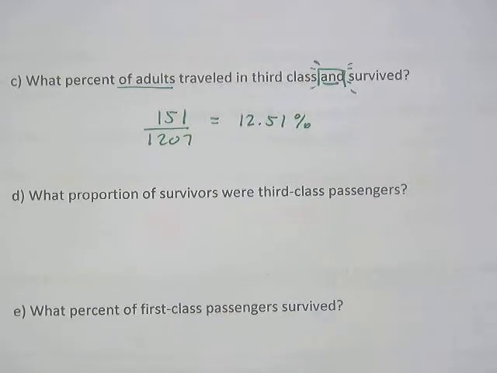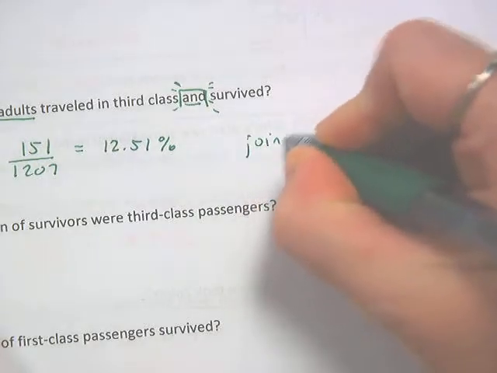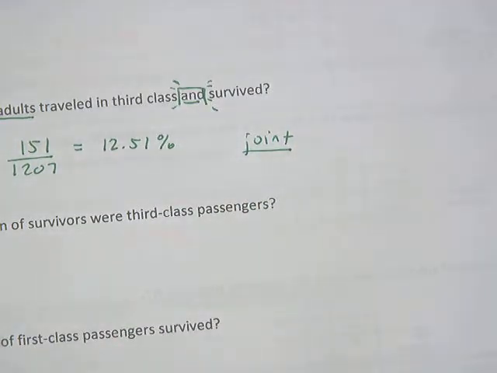Is that marginal, joint, or conditional? Joint. What's the giveaway? And. Good. Very, very good.